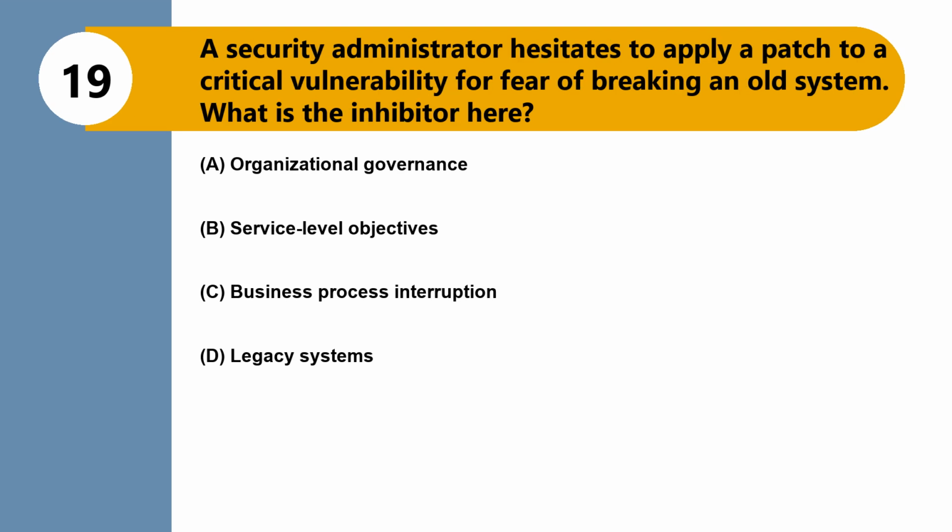Question 19. A security administrator hesitates to apply a patch to a critical vulnerability for fear of breaking an old system. What is the inhibitor here? Option A, organizational governance. Option B, service level objectives. Option C, business process interruption. Option D, legacy systems. The correct answer is option D, legacy systems.